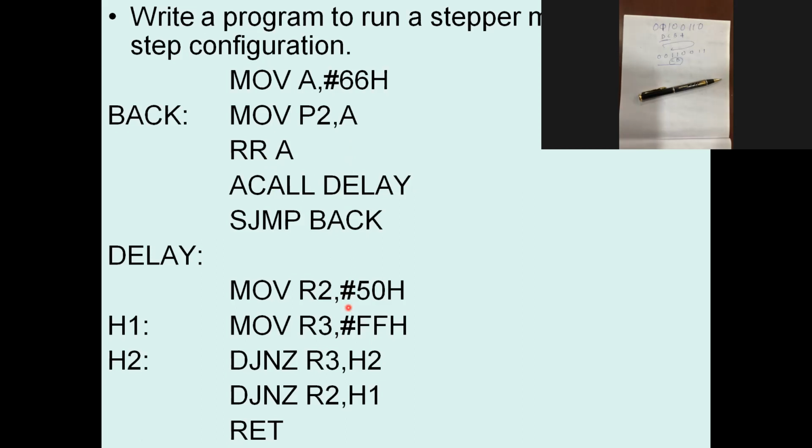Is it clear? Yes, sir. So that is the function of the stepper motor.